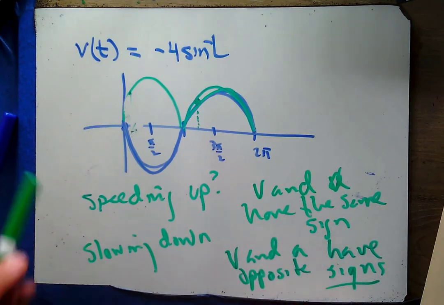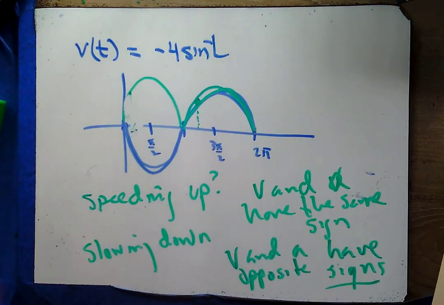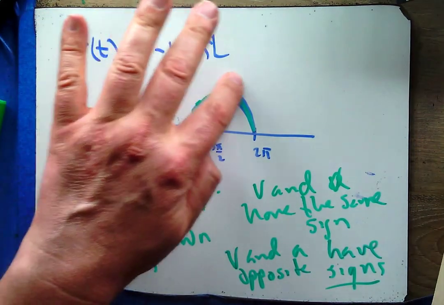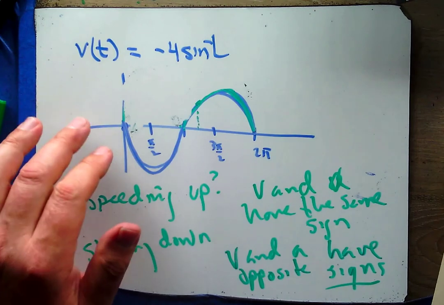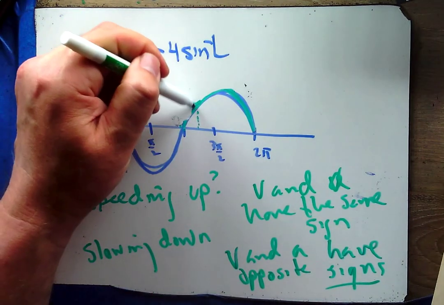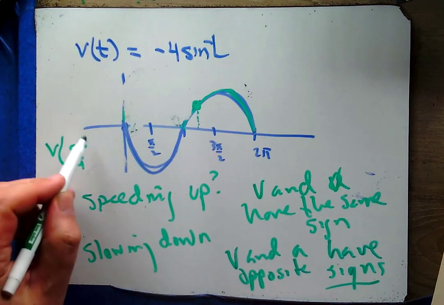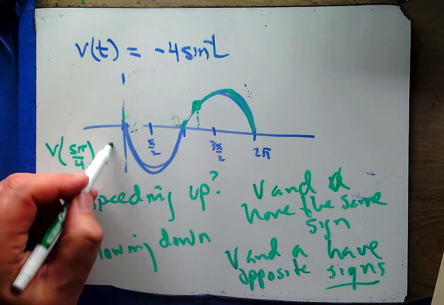So one is positive, one is negative. Here, both are positive or both are negative. So let's look at our original velocity graph. Okay, here's velocity, and we're looking at 5 pi over 4. Here's 5 pi over 4. So I know that V of 5 pi over 4 is positive.